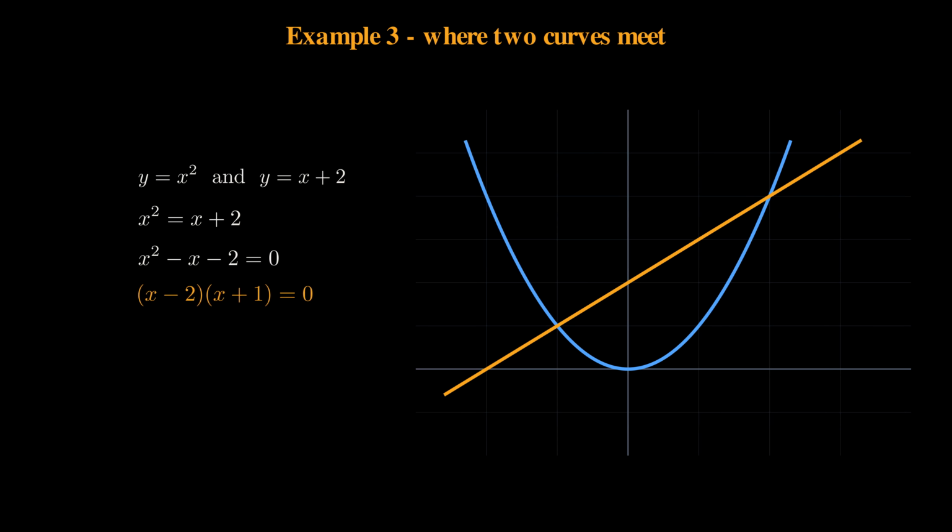Now substitute each back into the easy equation, y equals x plus 2, to get the heights. X equals 2 gives y equals 4, and x equals -1 gives y equals 1. So the curves cross at the points (2, 4) and (-1, 1). Exactly the 2 green dots.